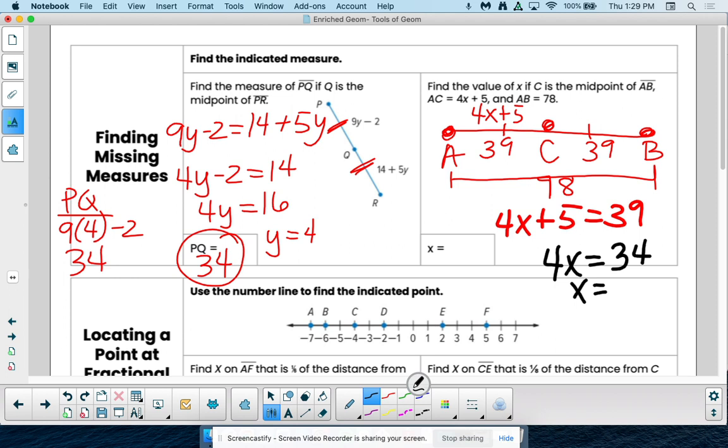Is it okay if we get a decimal? Yeah. What are we getting? 8.1. Yeah, 8.5. Good work, team. Good job. We'll finish notes tomorrow.